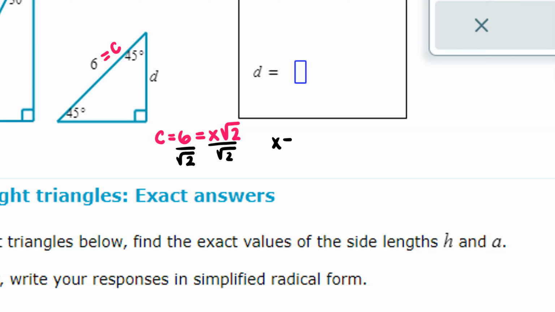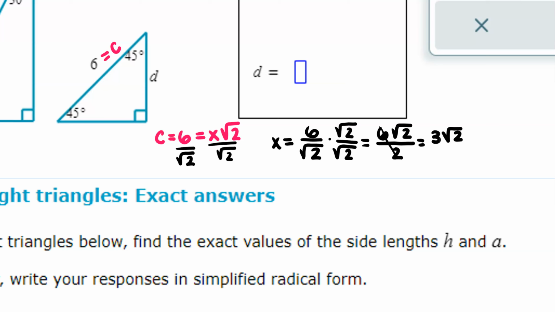And that gives me x equals 6 over square root 2. So now if we rationalize square root 2 over square root 2, on top I have 6 rad 2, and on bottom I've got 2. And this cancels, and you get 3 rad 2 as your x length. And in our setup, x was the leg. So this side will be 3 square root 2, and this side will also be 3 square root 2. So I found the value of D.